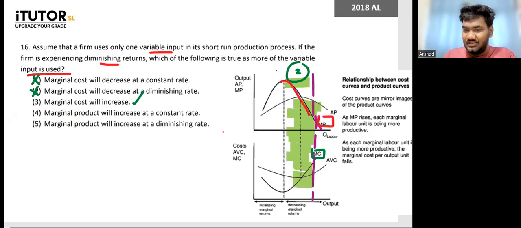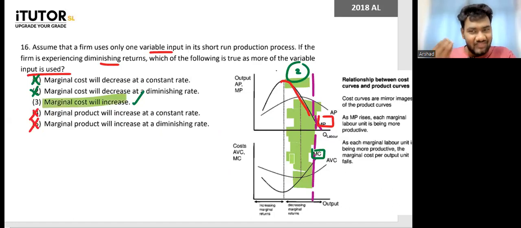MP is going down, no? Wrong. Marginal product will increase at a diminishing rate. Again, fifth one. MP is not increasing, guys. MP is decreasing. No. So which one is our answer? Our answer is number 3. Marginal cost will increase. Can you see?